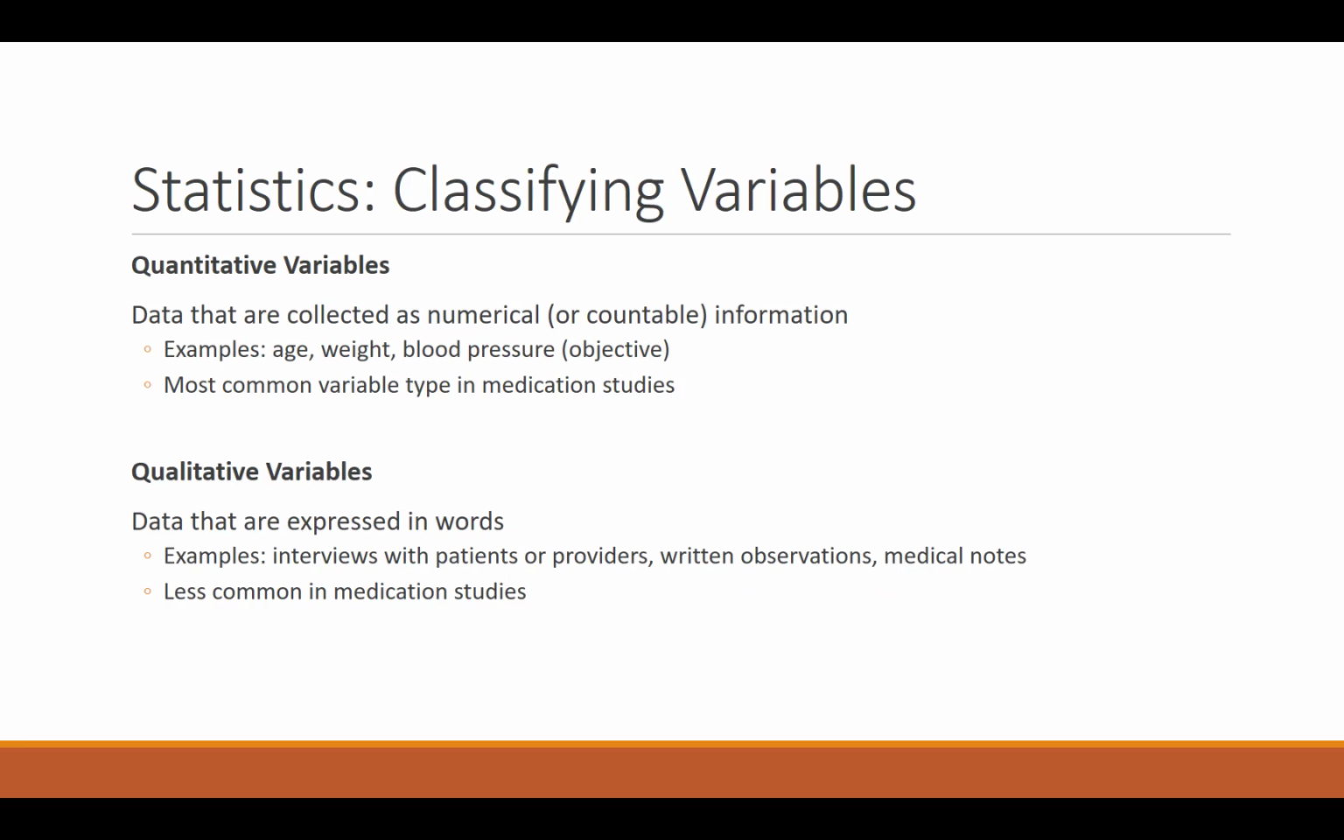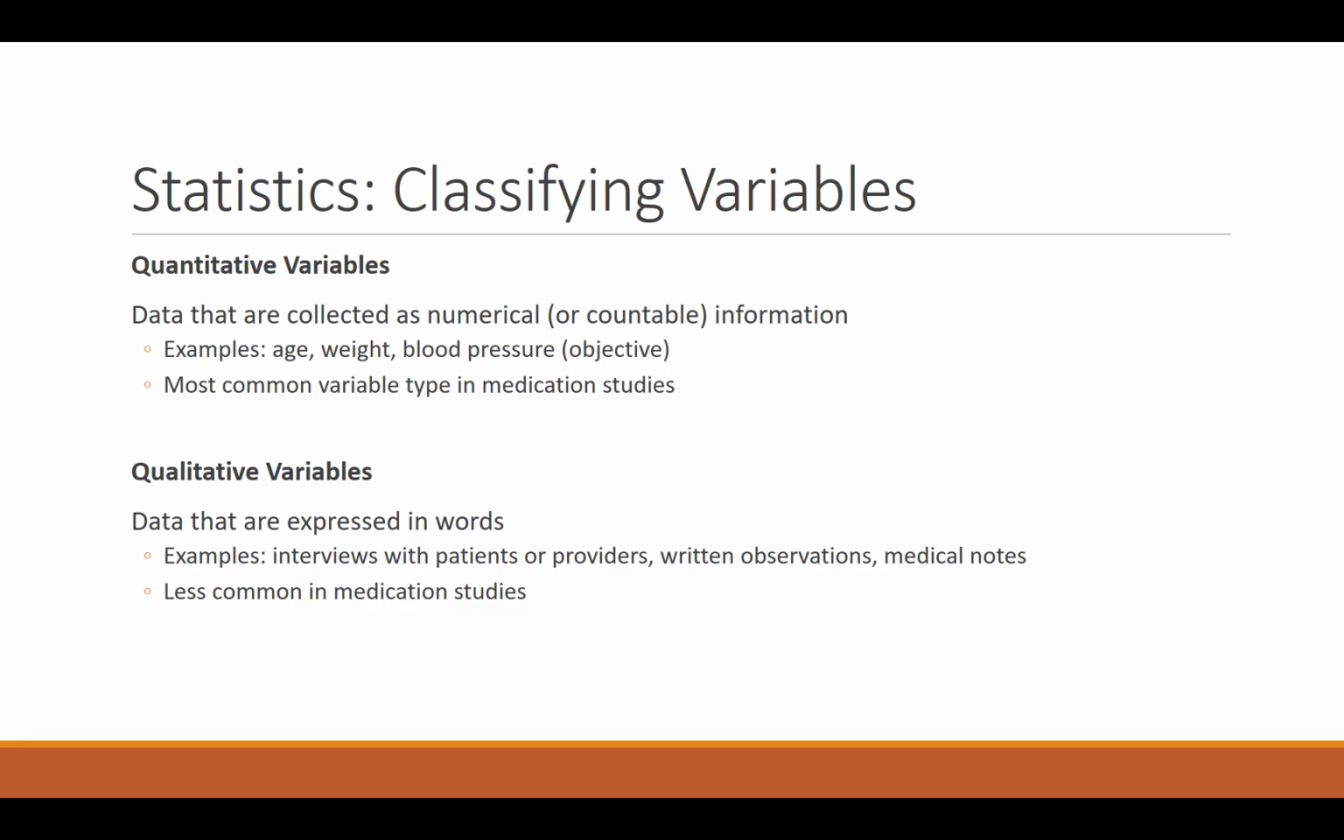When we've been performing statistical analyses, we're looking at data in the form of variables. And there's a couple different ways to classify variables: quantitative and qualitative. In the medical literature, quantitative information and quantitative studies are far more common. However, qualitative data is very useful in certain niche situations.